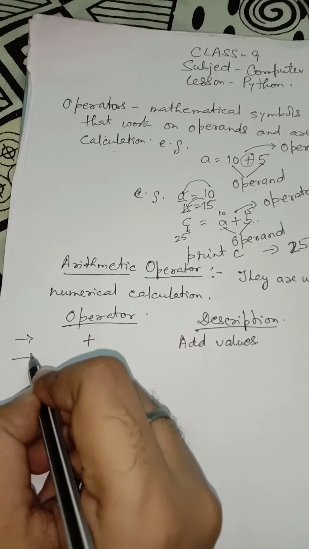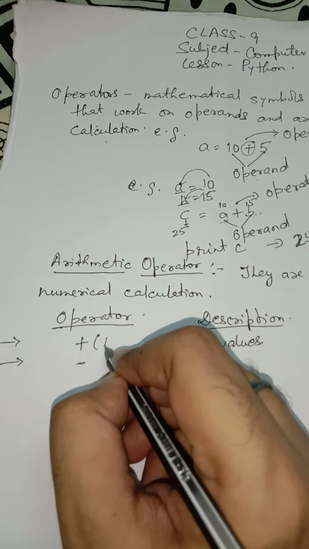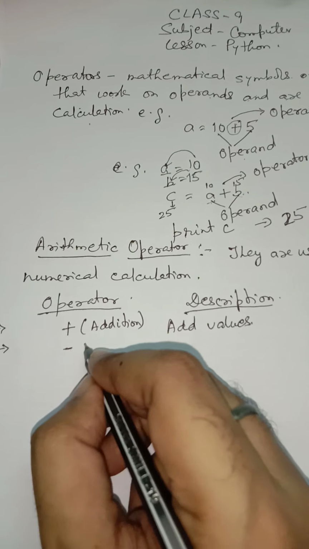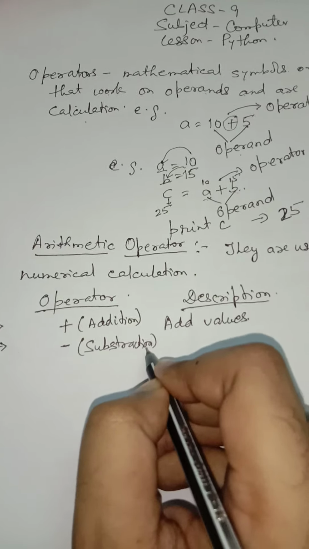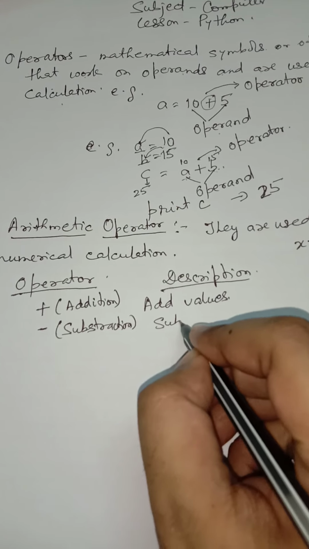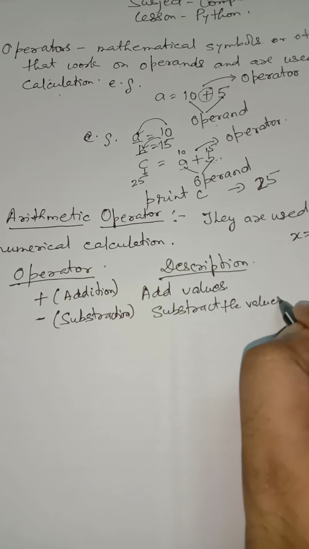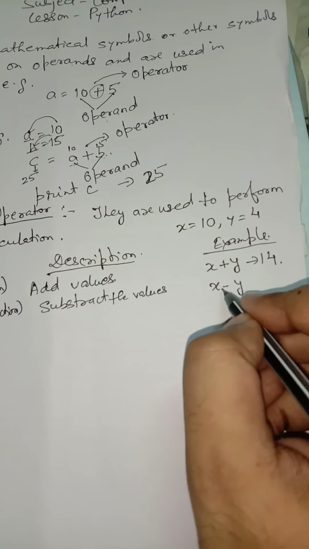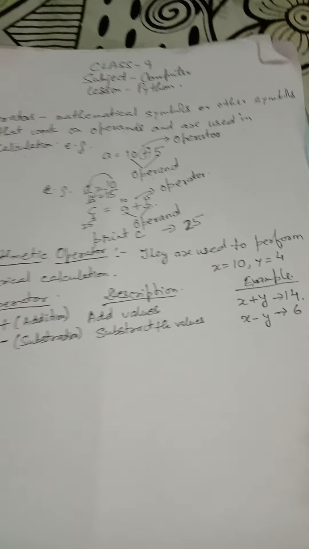Now the second arithmetic operator that we have is the minus sign. Plus is known as addition, and minus is known as subtraction. It subtracts the values. For example, I have written x minus y, so 10 minus 4. What will be the output? The output will be 6.